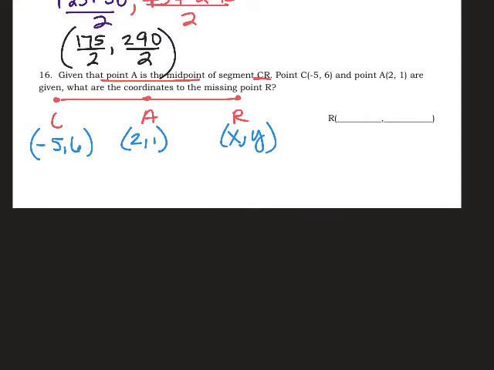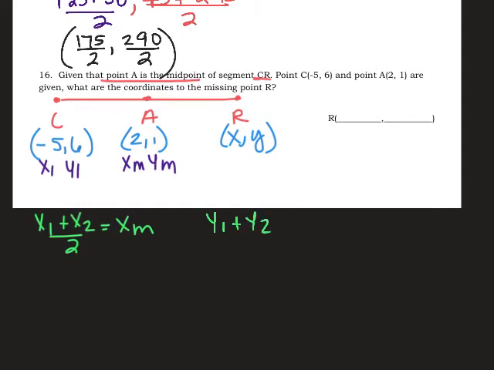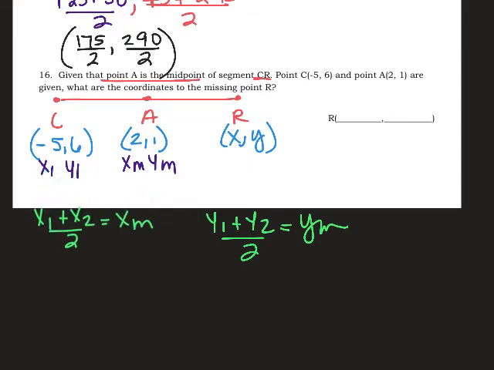XM, YM, M is for middle point because A is in the middle. The one that was given to you, I want you to label it X1, Y1. So here are the formulas we're going to use. X1 plus X2 divided by 2 is going to give me XM. Y1 plus Y2 divided by 2 is going to give me YM. And now we're just going to plug in whatever numbers we have labeled with those variables, okay?